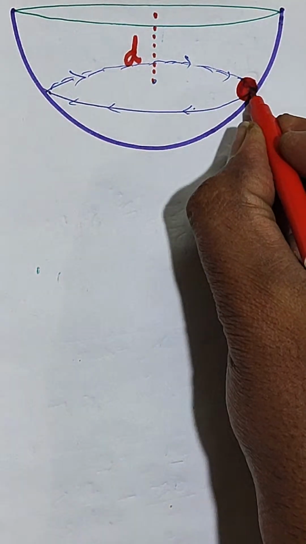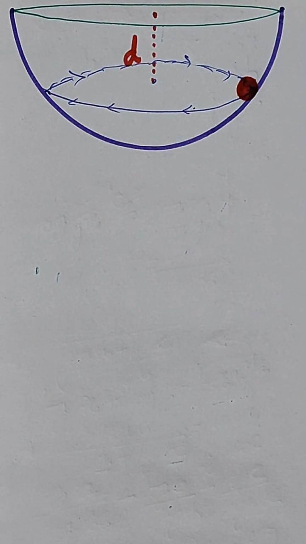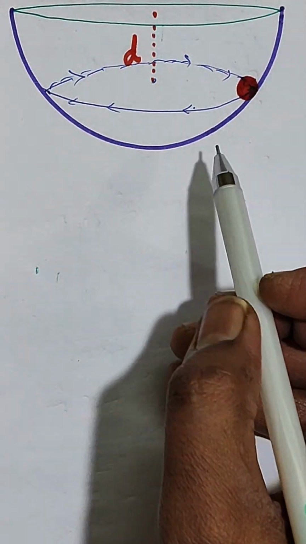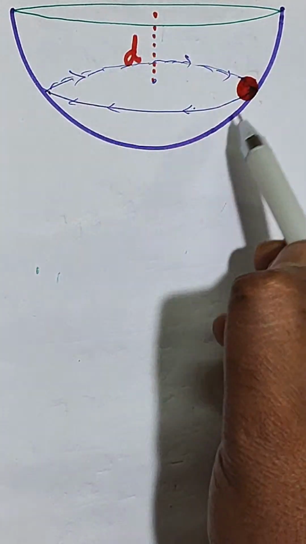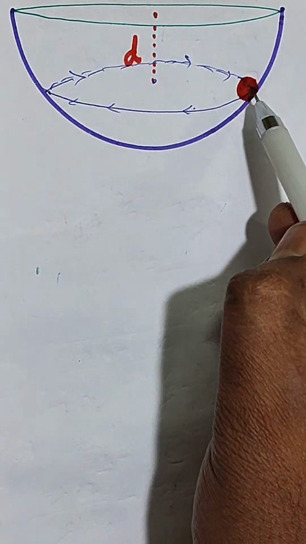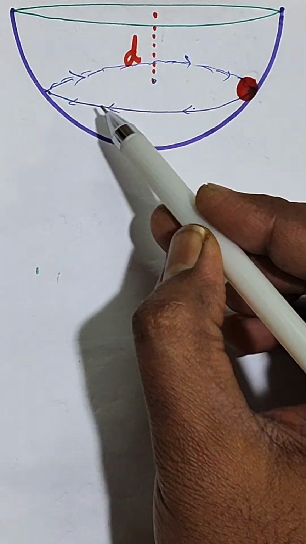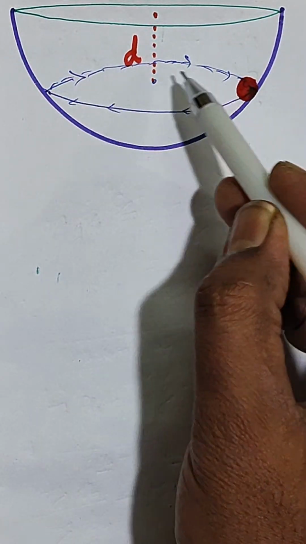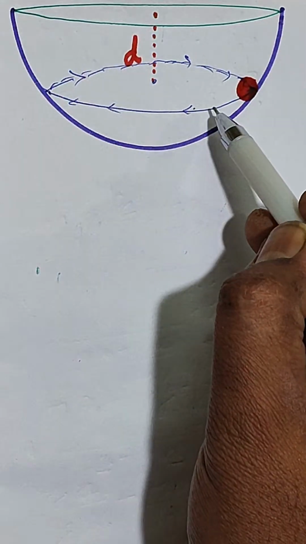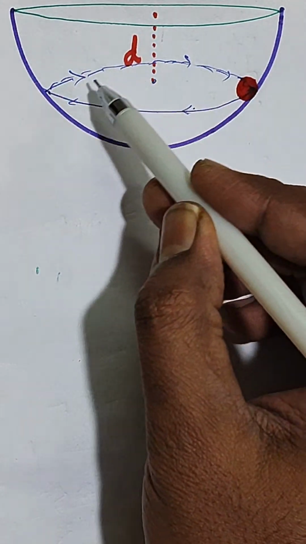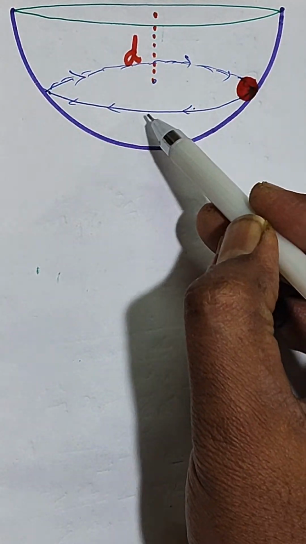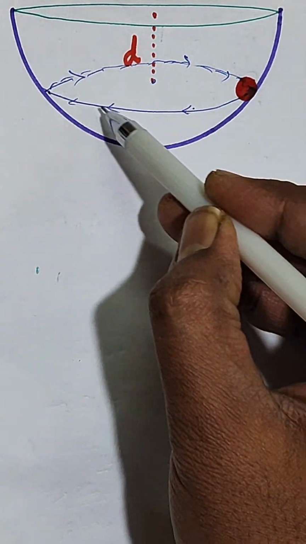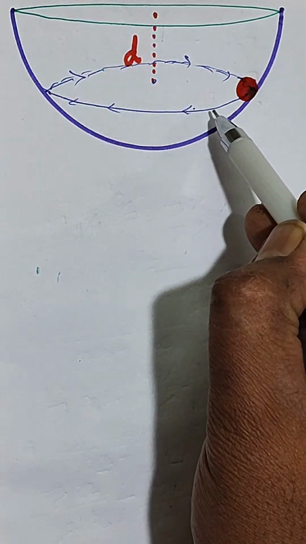This is the particle. If you want me to read the question again, I can read it out. The particle describes a circular motion inside a bowl. This is the bowl, and inside the bowl the particle is just moving around. It is rotating in a horizontal plane in contact with the inner surface, so this is the inner surface of the bowl. The particle is in contact with the inner surface of the bowl and rotating.